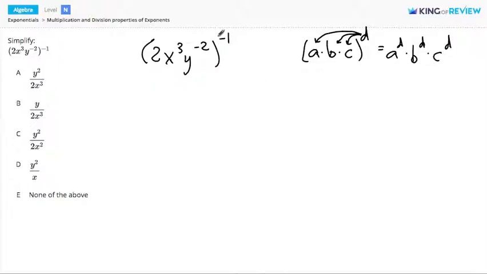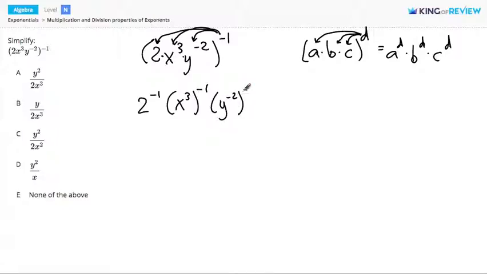If we apply that to our problem, we take this negative 1, distribute it to the 2, to the x to the third, and to the y to the negative second pieces, since those are the pieces multiplied inside the parentheses. So this gives us 2 to the negative 1, x to the third to the negative 1, and y to the negative second to the negative 1. We've distributed negative 1 to all three pieces.